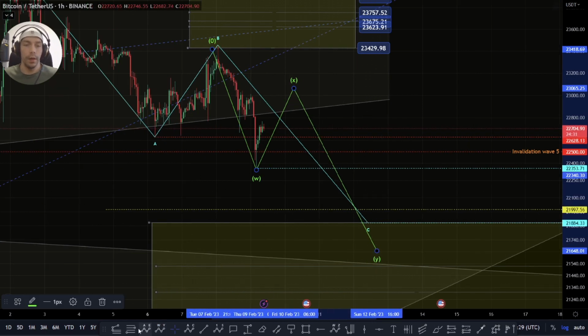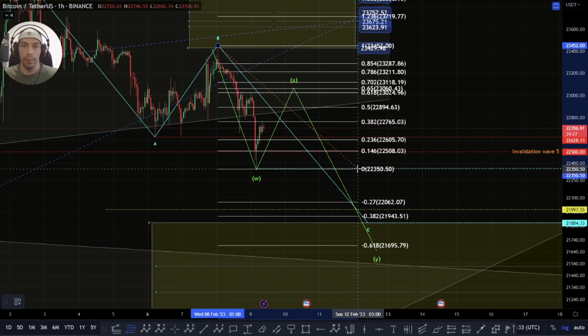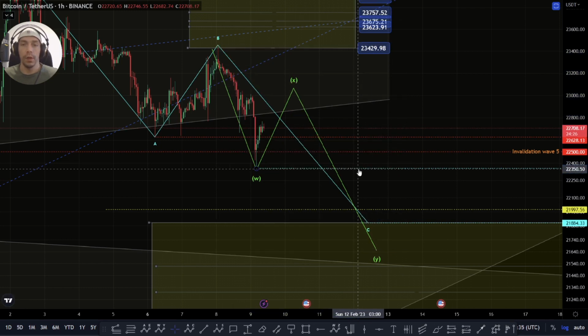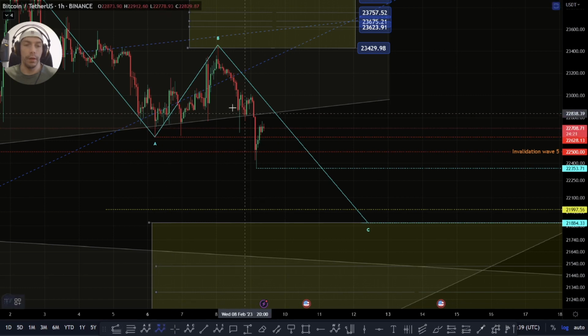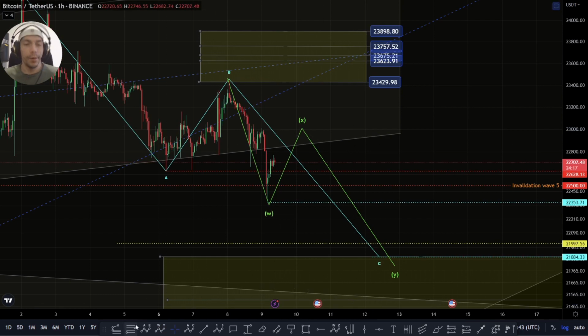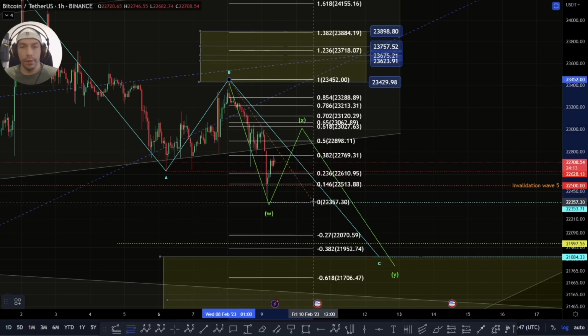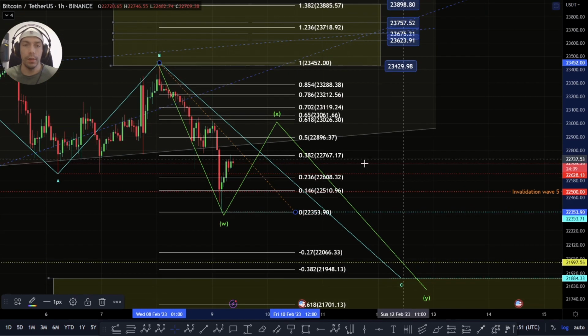So the difference is this would be a three-wave structure, and then we'd want to actually come back and overlap some of these zones. So if we're looking at this as a WXY, like I had marked there, I deleted it by mistake. Basically, what we'd want to see is a move here back to the upside, potentially looking to target out this 618 area or this 50%.